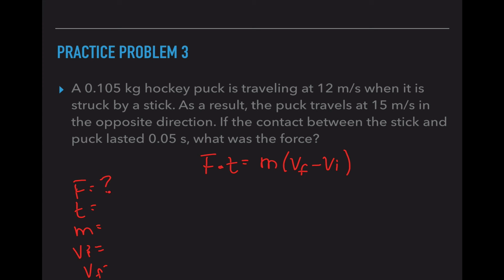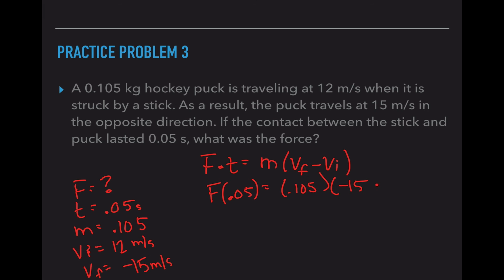The force is the question mark. The time is 0.05 seconds. My mass is 0.105. My initial velocity is 12 meters per second. And my final velocity is actually negative 15 meters per second because that hockey puck completely switched directions and then traveled at 15 meters per second. So now I'm going to plug my numbers in. F times 0.05 equals 0.105. The final velocity is negative 15. The initial velocity is 12.